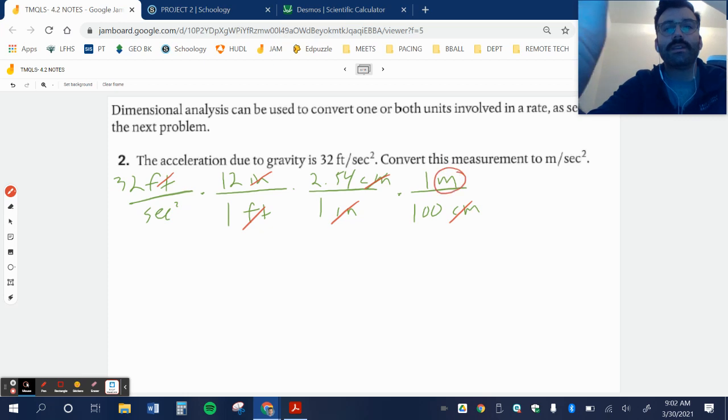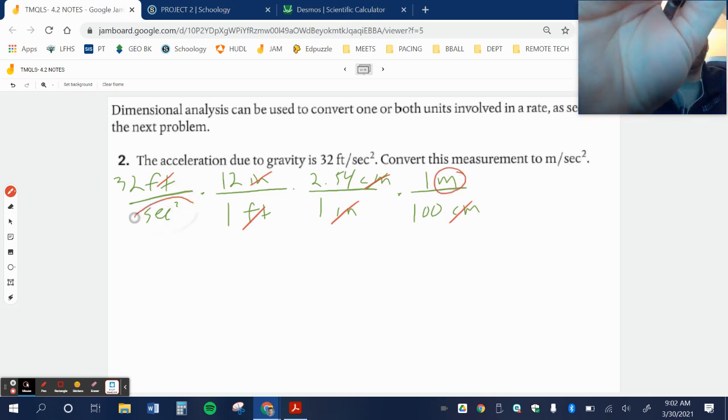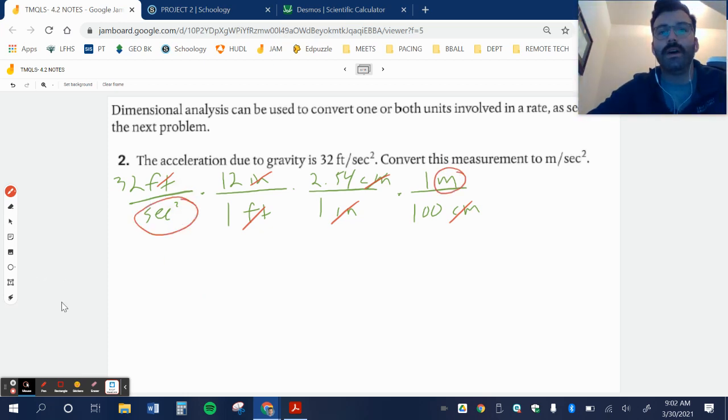Oh, look, my last conversion is meters, and I have seconds squared on the bottom. So I'm going to multiply straight across the top. 32 times 12 times 2.54. And whatever I get, I'll divide that by 100. Go ahead and give that part a shot.